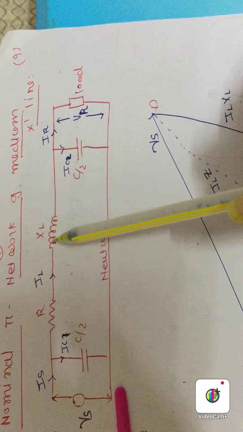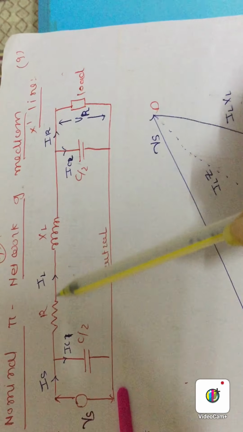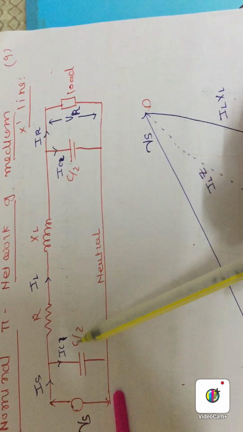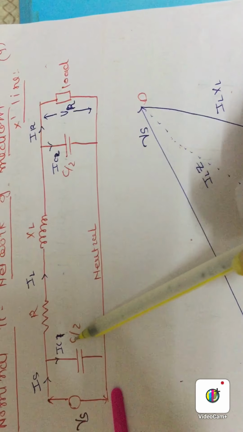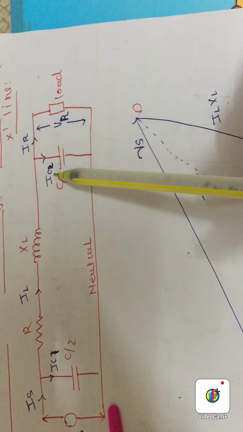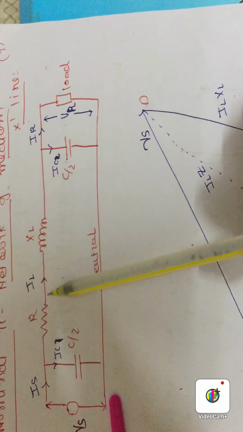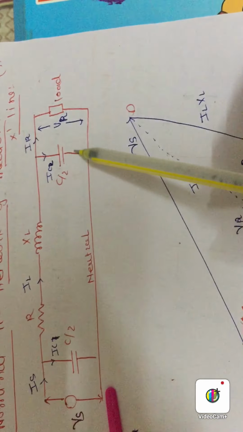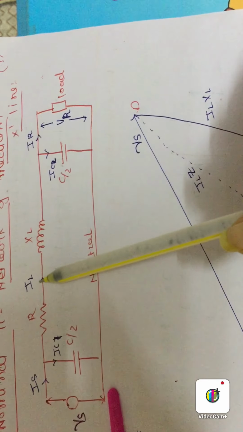Now in the pi network we consider R and XL at the center, so there is no division of R and XL, and we divide the capacitor between the sending end and the receiving end. Half the capacitance is represented at the sending end and the other half at the receiving end. So this is C by 2, this is C by 2, and this is the combination of R and XL. This is the sending end side VS, IS, this is the receiving end side VR, IR. The current flowing through R and XL is represented by IL.